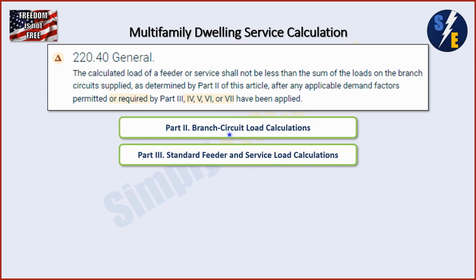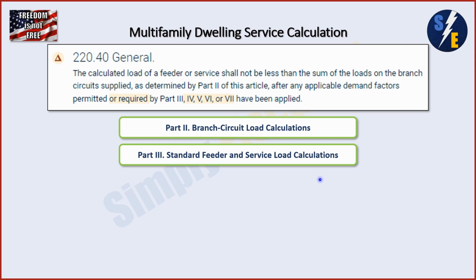In Part 2, in a nutshell, what you would be doing is you'd be taking all your branch circuit loads and you'd be adding them together to come up with your feeder or service load. And that's pretty simple, right? However, in Part 3, we are given some demand factors that we can apply because they know that we're not going to use all of our loads simultaneously in most cases. And so you don't need a service that can handle every load being used at the same time. If that were the case, for like a 1,000 square foot house, you'd end up with like a 300 or 400 amp service, which is ridiculous. You don't need that. It's way overkill.